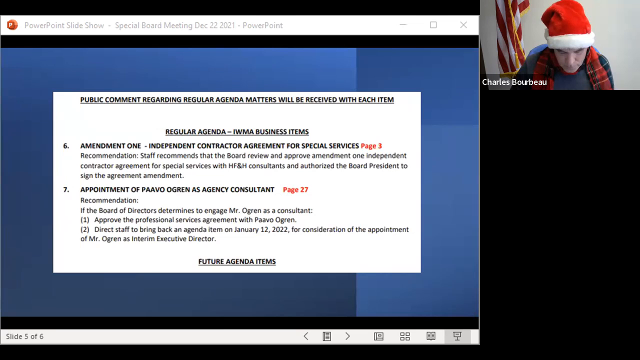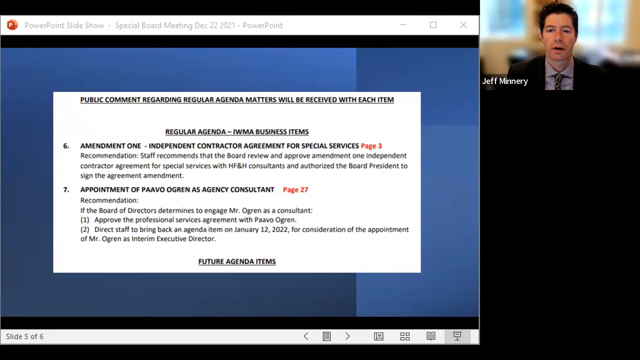Got it. Thank you. Okay, then we will move on to item number 7, appointment of Pavo Ogren as agency consultant. It's on page 20, the packet, staff report, et cetera, is on page 27 of our agenda packet. We'll turn this over to Mr. Minery. Thank you, President Barbeau, directors of the board.